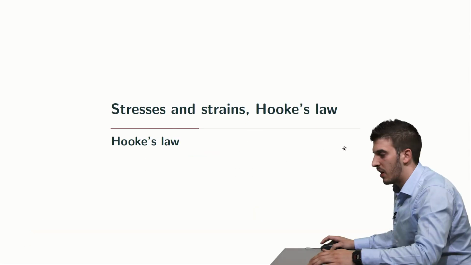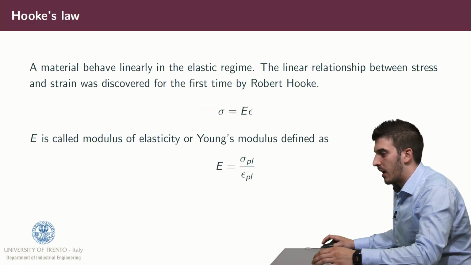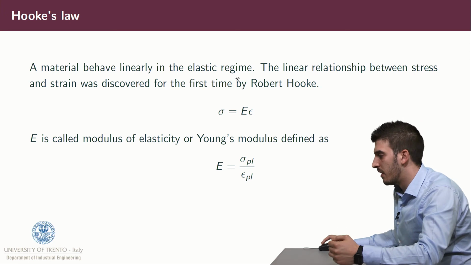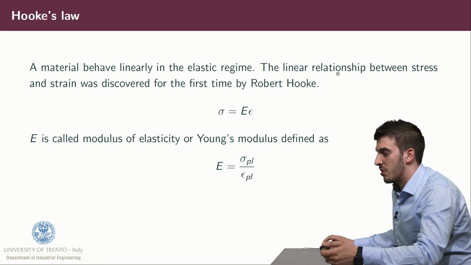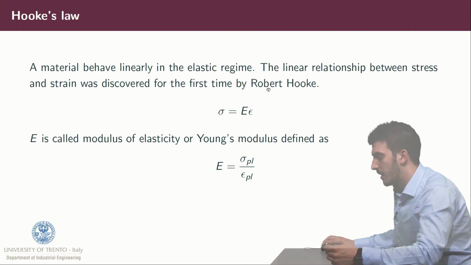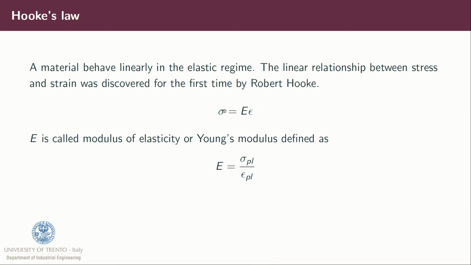Now let's describe Hooke's law. A material behaves linearly in the elastic regime, as we saw before, and the linear relationship between stress and strain was discovered for the first time by Robert Hooke. It is sigma equal to E times epsilon, where E is the modulus of elasticity, or Young modulus, and it is defined as the ratio between the sigma of proportional load and epsilon of the proportional load.